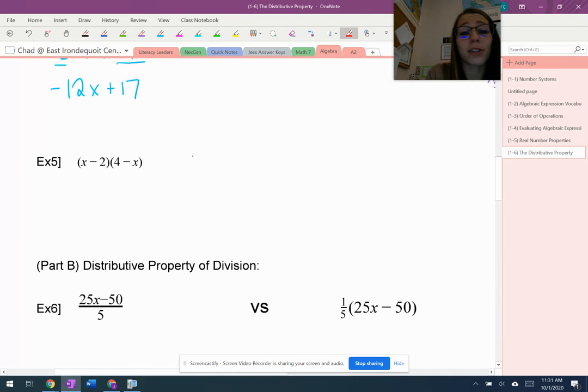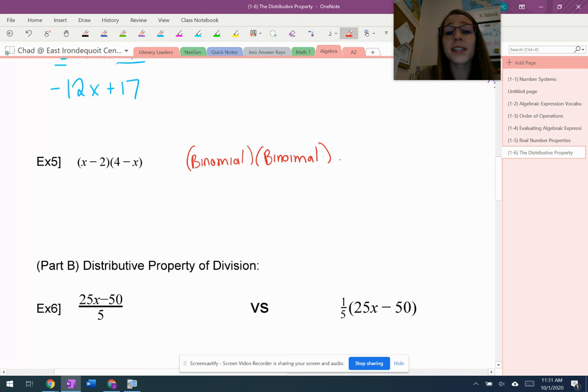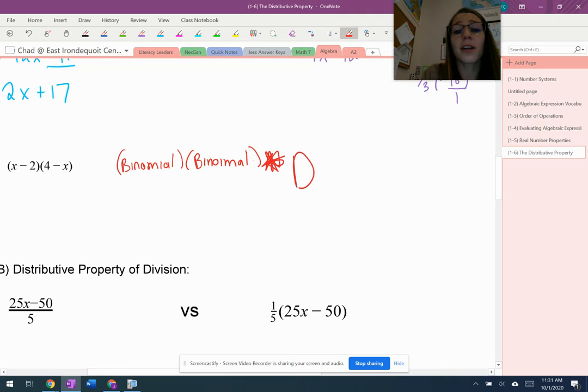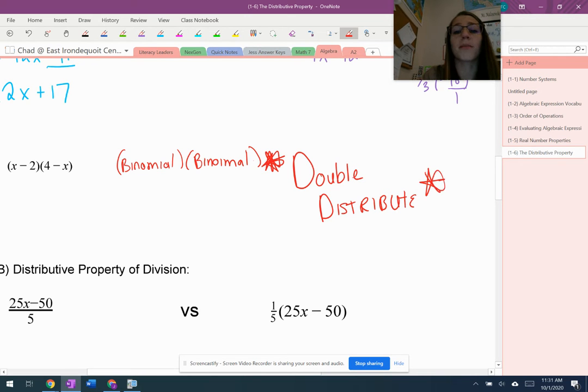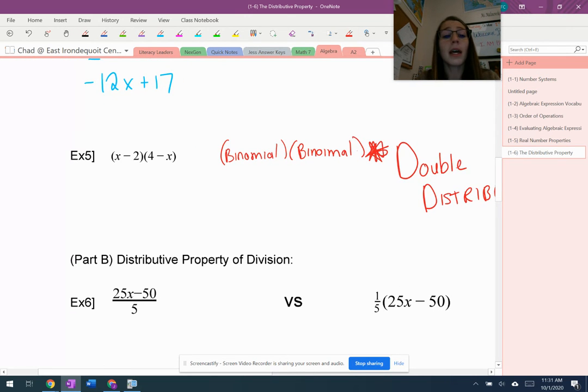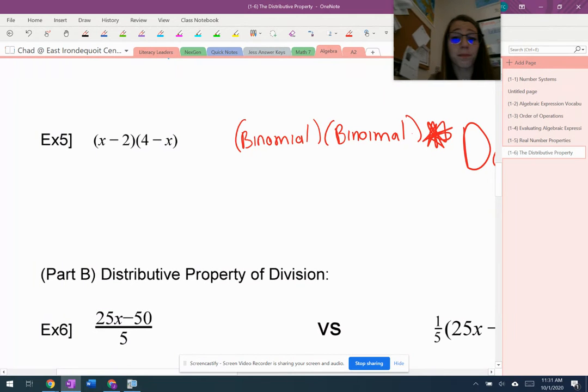This kind of situation here, we have a binomial being multiplied by a binomial, remembering that binomial means how many terms? 2 terms. This calls for a very, very important thing that we're going to look at a lot this year, which is called double distribution. Or double distribute. That's what you have to do here when you have a binomial times a binomial. And I'm going to walk you through that process.